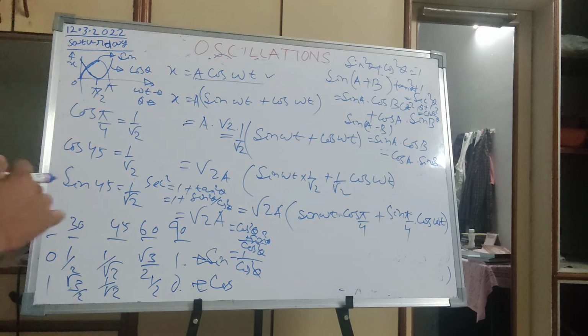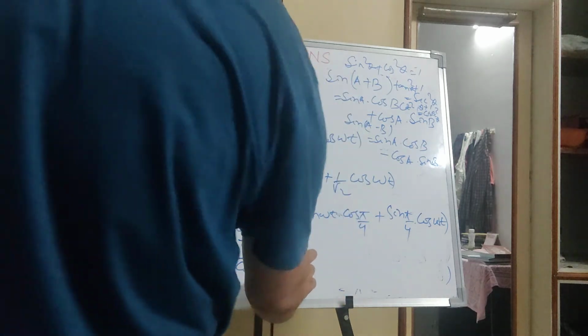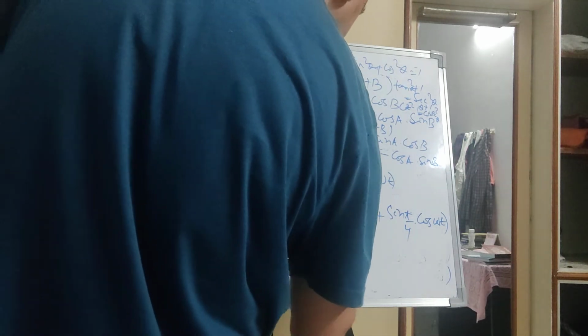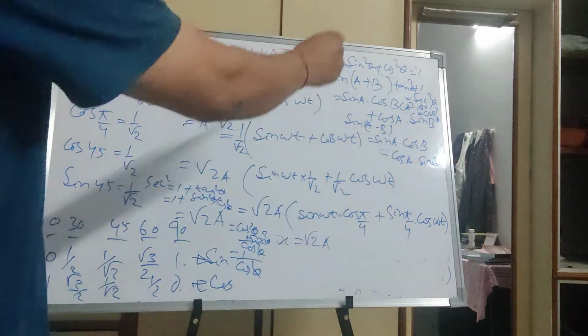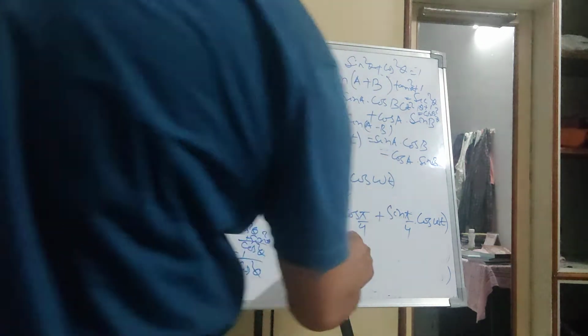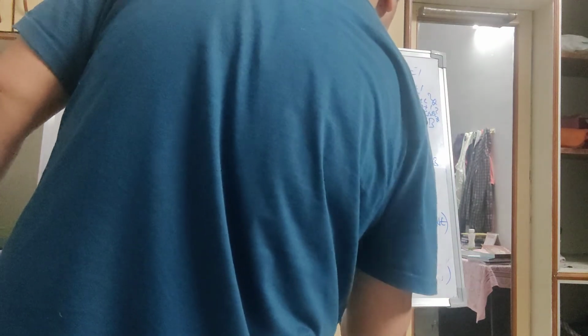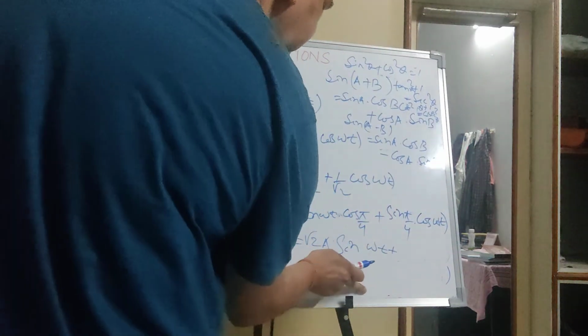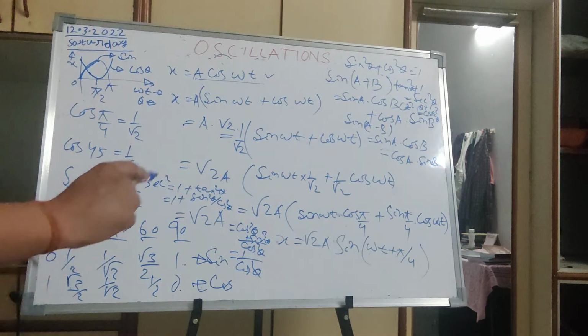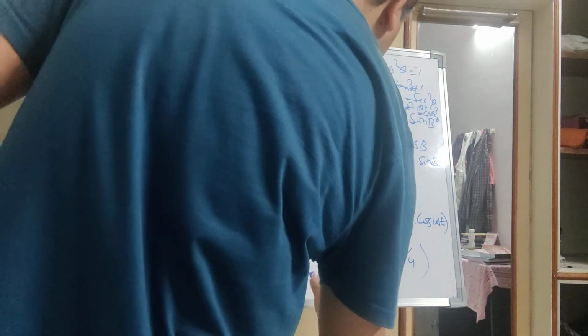Now you have written this equation x as root 2 into a. Then you know it is sine a plus b. That means you can write it as sine omega t plus pi by 4. So this equation x becomes root 2a sine omega t plus pi by 4.